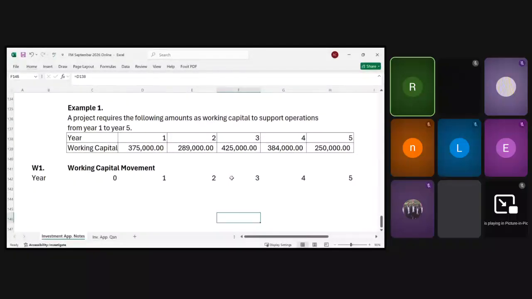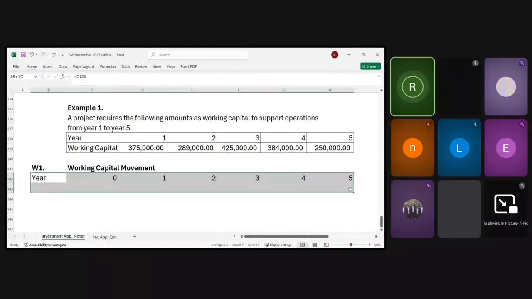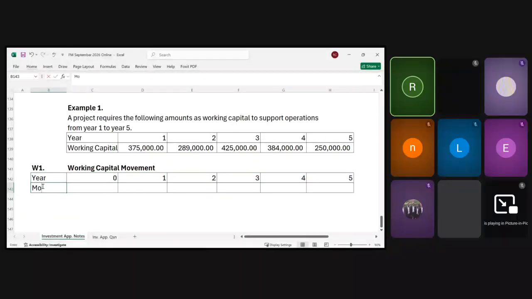All right, these are my years. Let me try and do my movement here. Movement. So my movement, I know that because I'm going to inject this as a negative, I'm going to put it into advance, minus 375. It's meant for year 1. So for year 0, I'm putting the requirement for year 1.